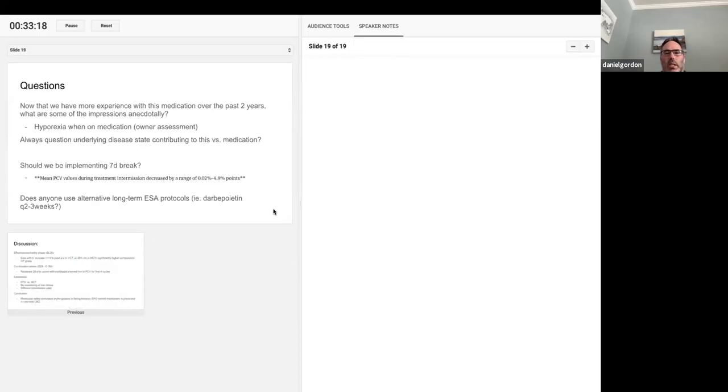This brought up some questions on my own experience and what maybe some of your experiences are. So now that we have more experience with this medication over the past couple of years, what are some of the impressions anecdotally? I personally have had a number of clients say that their cats are not eating as great on that medication, and do we see changes in body weight as a result of that? I always question whether this is progression of the underlying disease process or is this truly related to the molidustat itself.